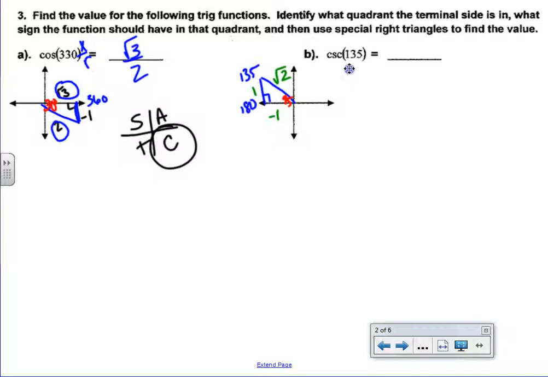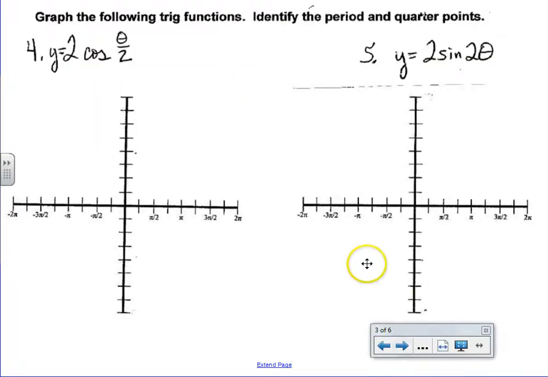Cosecant is a couple different formulas. We could do hypotenuse over opposite, or we could do r over y, and square root of 2 over 1 is just square root of 2. And again, I think about my mnemonic device. I'm in quadrant 2. Cosecant and sine are the only positive functions, and I just got a positive answer, so I'm feeling like I did it right.